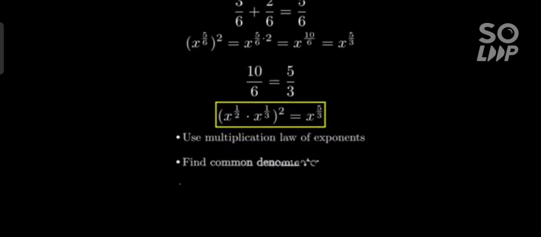Let's summarize the key steps we used to solve this problem. First, we used the multiplication law of exponents to add the exponents inside the parentheses. Second, we found a common denominator to add the fractional exponents. Third, we added the fractions. Finally, we used the power rule to multiply the exponents when raising our expression to the second power. These steps will help you solve similar problems involving fractional exponents.